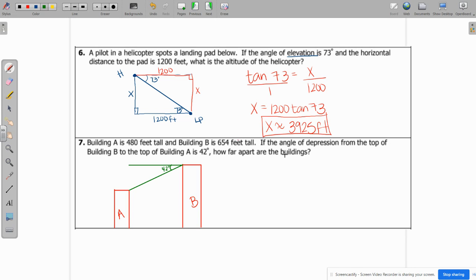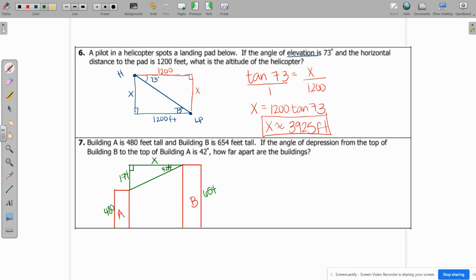So it wants to know how far apart are the buildings. So I want to know this distance here. So I can see that this would be my right triangle. But the key is knowing what is this side length right here. So if building A is 480 feet tall and building B is 654 feet tall, since this is the difference between 654 down to 480, I can subtract 654 minus 480 to find the side length. And that would be 174 feet. So this side of the right triangle is 174.